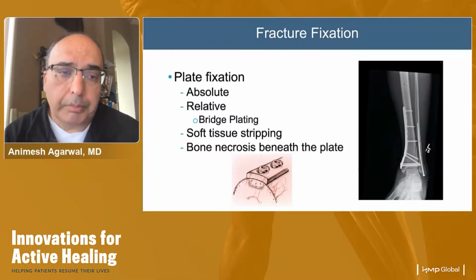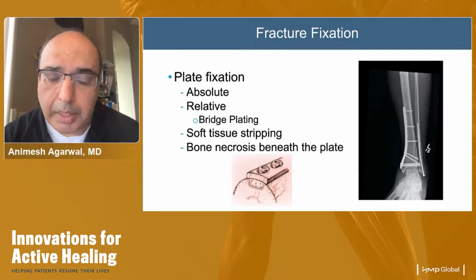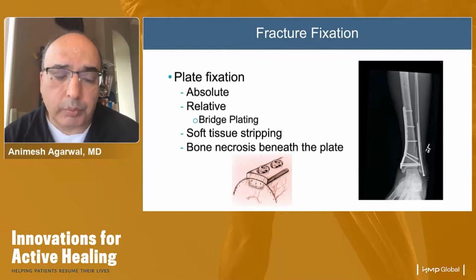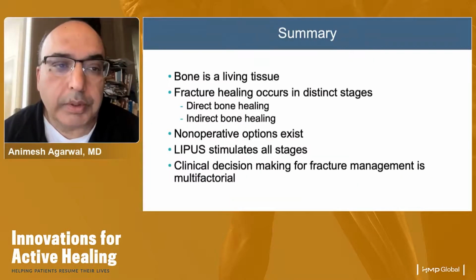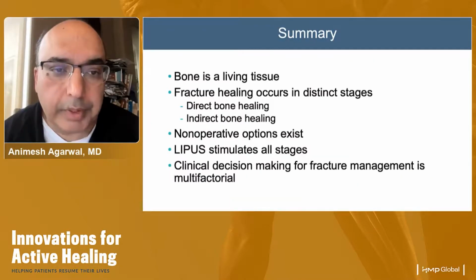We can put plates on there, and oftentimes soft tissue stripping is needed, but over time we've learned to use more minimally invasive ways to minimize the soft tissue stripping, which again is counterintuitive to proper healing. And realize that where the bone contacts the plate, you can get some bone necrosis, which has also been of concern. But I think over time, with better implants and better techniques, plate fixation still is an excellent way to fix many periarticular fractures. So in summary, bone is a living tissue, as we saw.